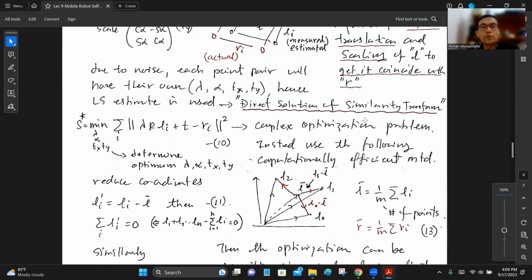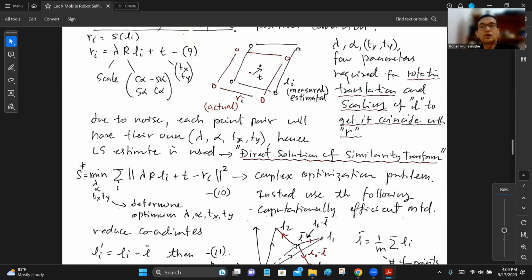Now let's say you have 4 pairs, right? So this pair, this pair, this pair, and this pair. You need to have 4 pairs to coincide with each other. And if you want to do each and every pair, you get individual lambdas, R's, and T's, right? So that is not what we want, right? We have, let's say, 4 sets here.